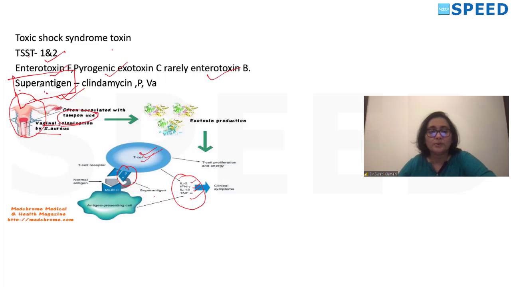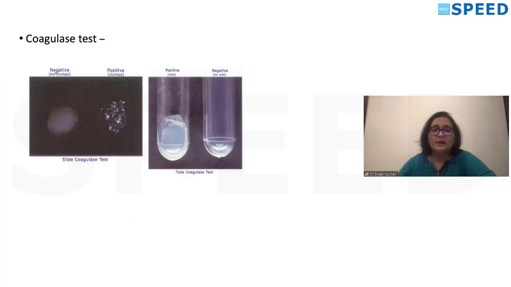So you have got a question, what is TSST? A type of superantigen where it binds to the V beta region of T cells and causes excessive proliferation of T cells. What is the diagnostic test we do? Coagulase test, because it releases the coagulase enzyme. So it's responsible for your coagulase test.